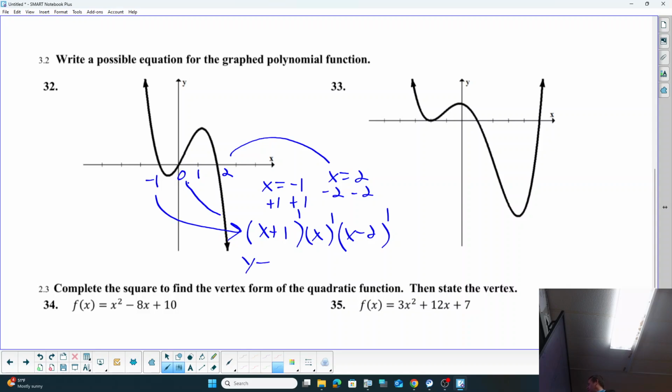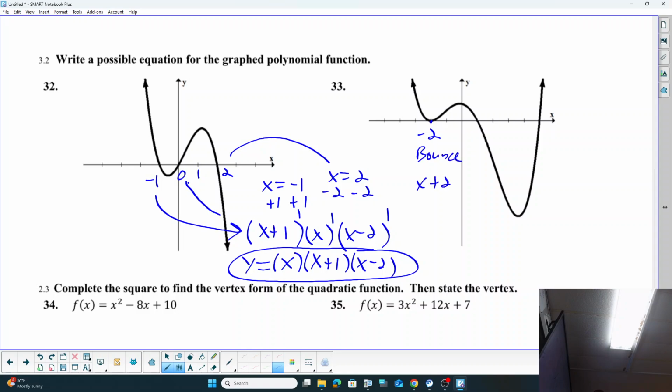So then we get y equals, write a possible equation. So (x + 1)(x - 2) is definitely a possible equation. Bounce at -2. That means to bounce, so that means that (x + 2) is probably going to be squared. And then that's 1 and 2, 3, 4, 5. It's going to cross through, cross through.